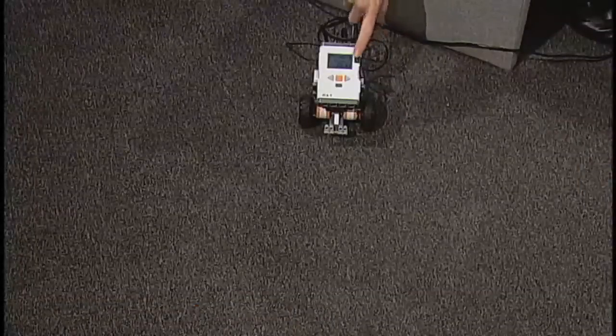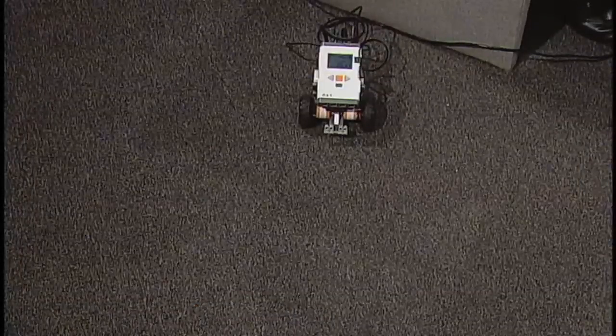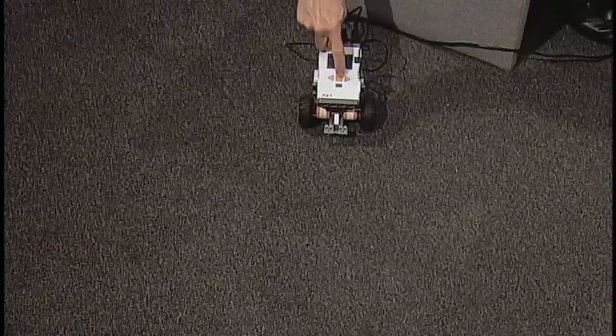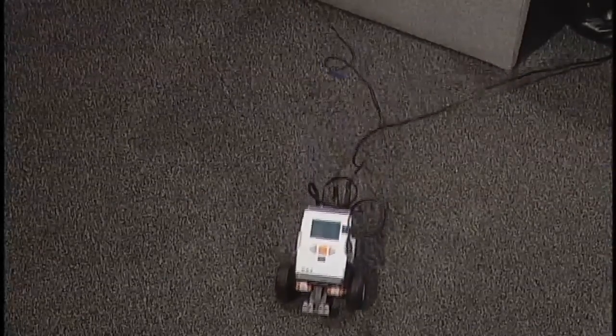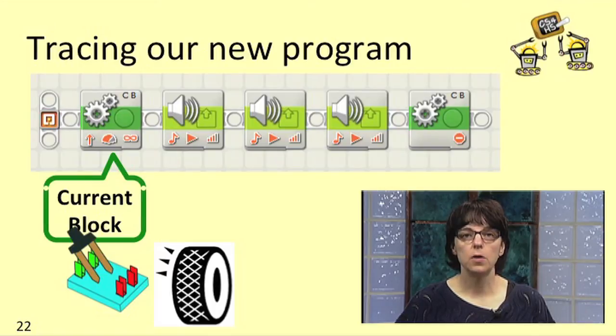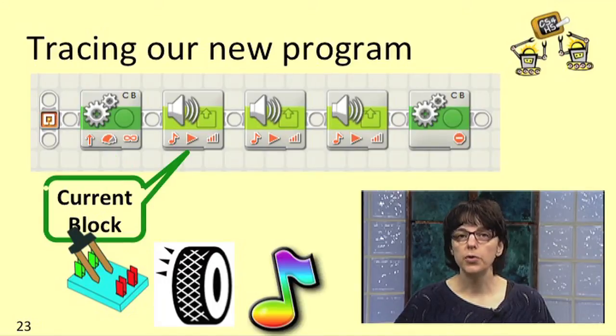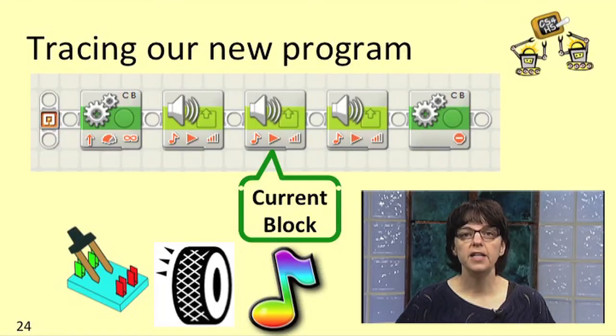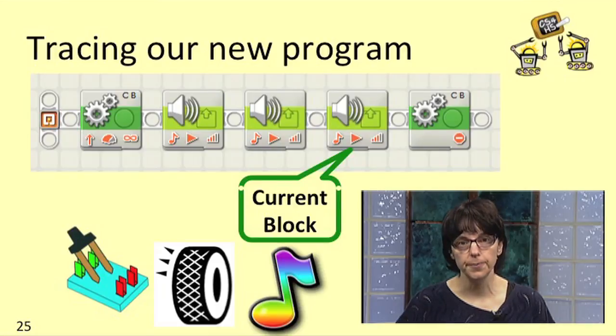Now we've actually had to stick a mic on the robot so that you can hear this, but let's give it a try. Great. Let's trace our new program. Our program begins with this Move Unlimited block. So we start our motors rotating, and then we're ready to move on immediately to the next block. Our motors are still rotating as we play that first note, and they continue to rotate as we play the second note and the third note.